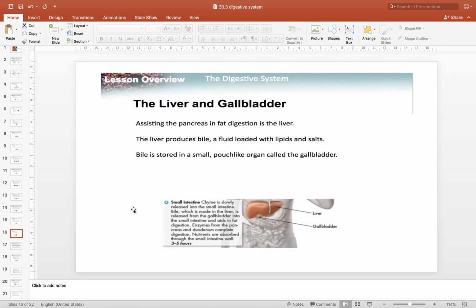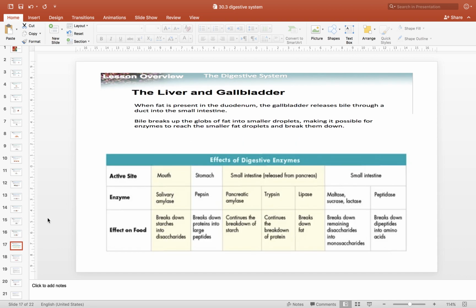The liver and the gallbladder also assist in the digestion. So the liver produces bile, which is what will start to break down the lipids. Bile is stored in a place called the gallbladder. So when the fat is present, then the gallbladder will release bile into the duodenum, which will start to break down this fat into tiny globules.